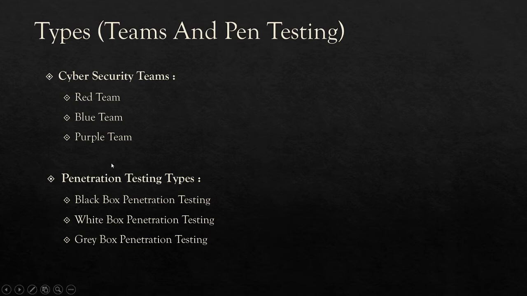So we're talking about the purple team then. What is considered a purple team? As you guys would have guessed, a combination of both the red team and the blue team is a purple team. They do not mainly focus on the red team side, they do not mainly focus on the blue team side, they do both. So these are the teams and kinds of penetration testing types.